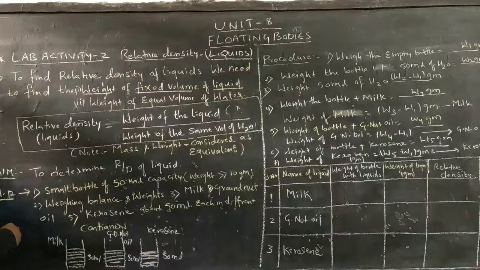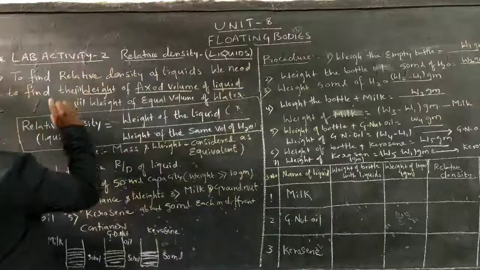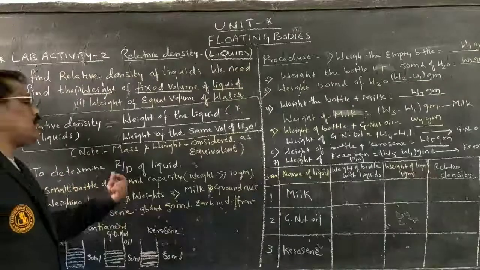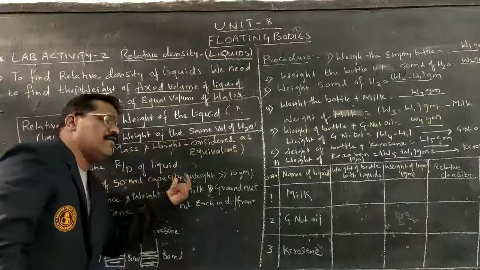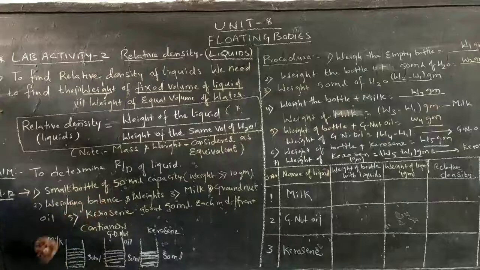Now, aim. Now we are going to perform lab activity 2. What is the aim? To identify the relative density of a liquid. How can we identify that?